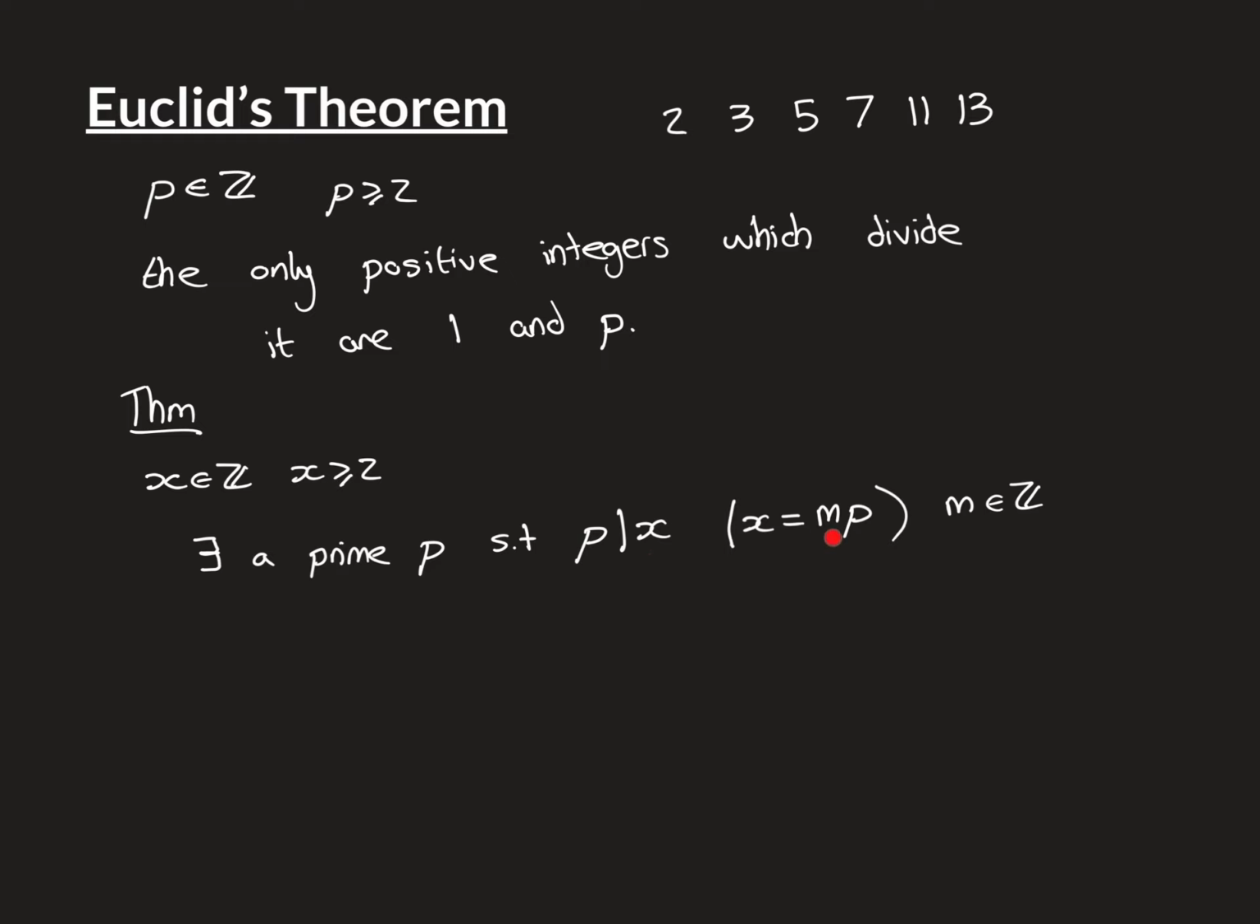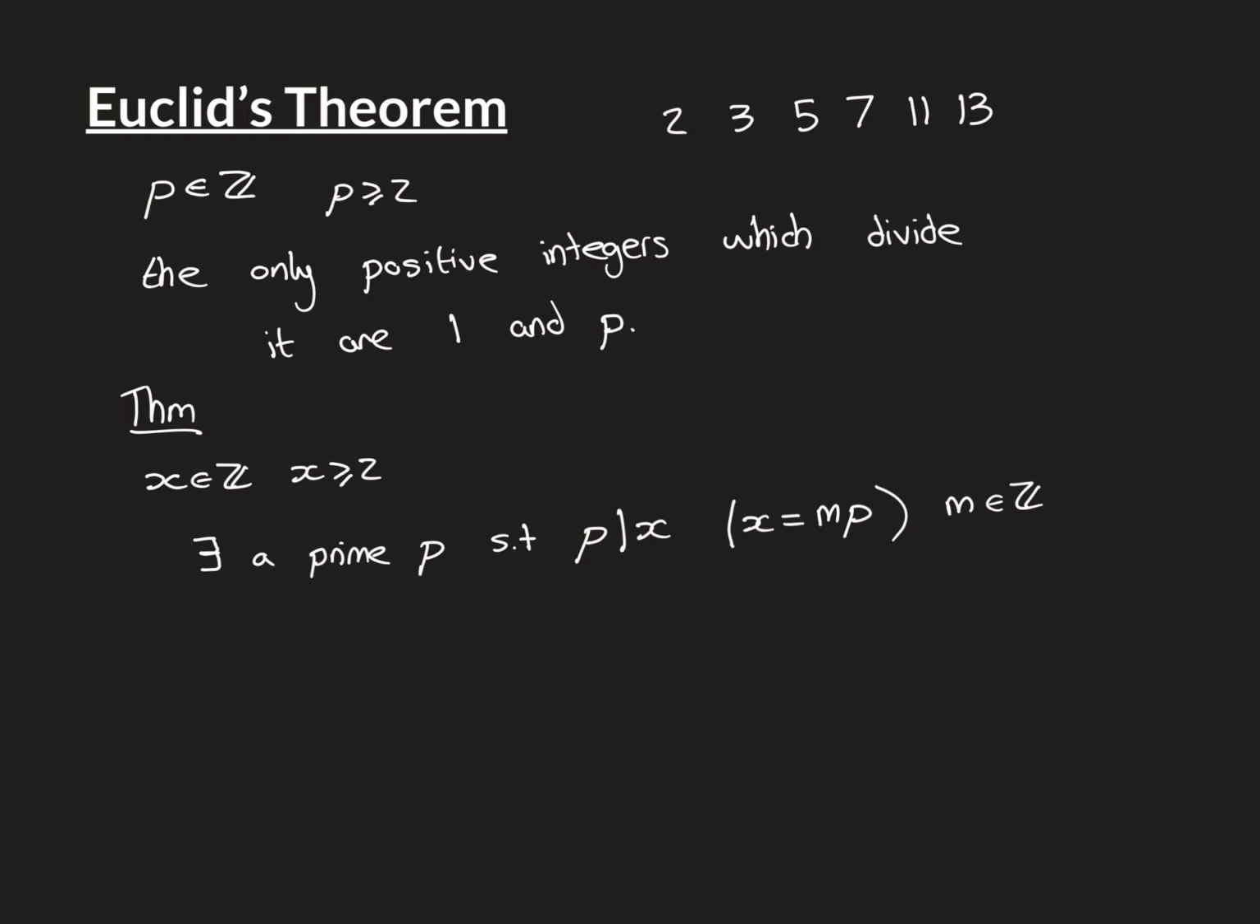And the fact that this m here, this multiple of the prime factor that's making x, is allowed to be 1, means this theorem is going to be true even for x's which are prime themselves, because if x is a prime number, then you can write it as 1 times itself, so it is its own prime factor.